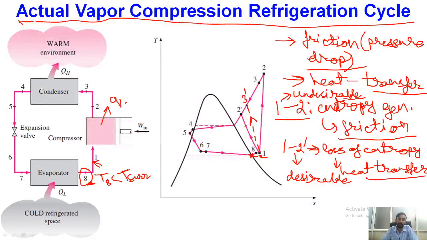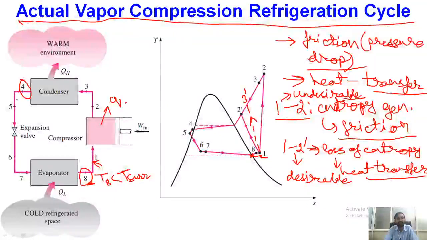Okay, and now during the process number 3 dash to process number 4 dash, once again, because we are having the condensation process, and this condensation process is happening inside the condenser, which consists of a large number of tubes. So inside these tubes we will be having certain pressure drop, so because of that the pressure will not remain constant. Okay, and once again what we want to do is fully ensure that after the condenser we are having complete saturated liquid state. So many times we go for certain amount of subcooling also.